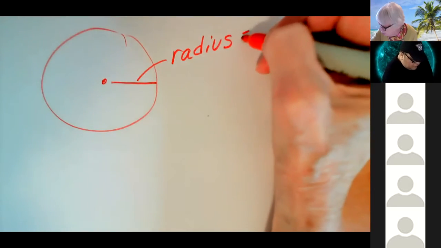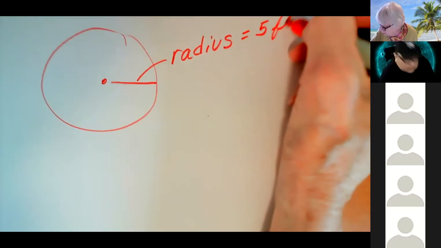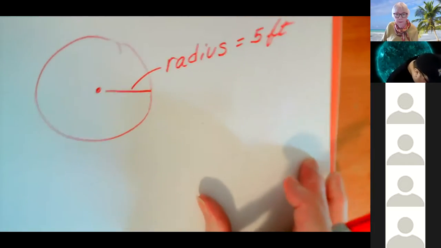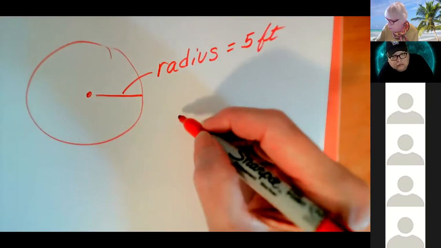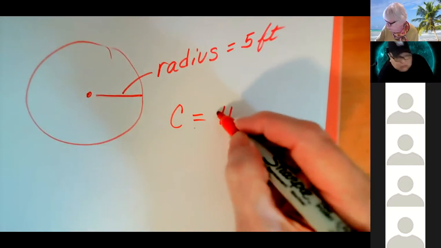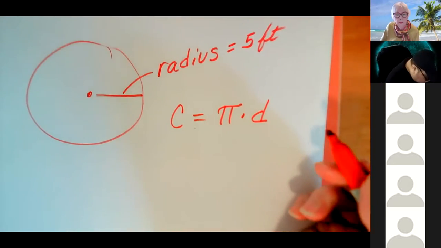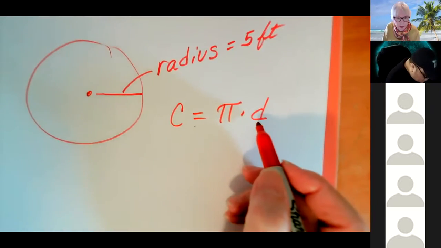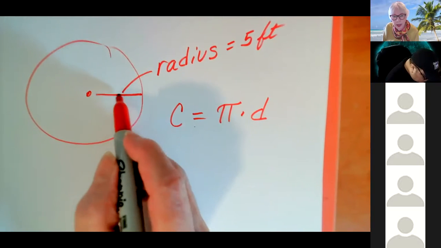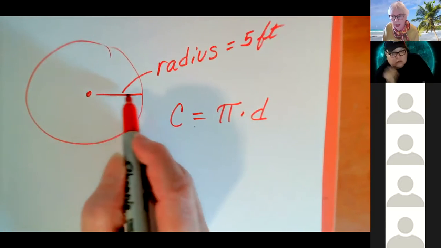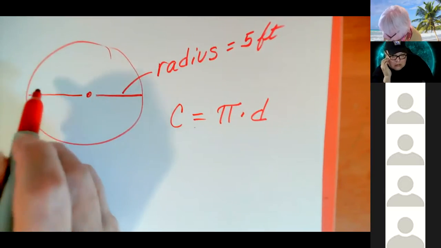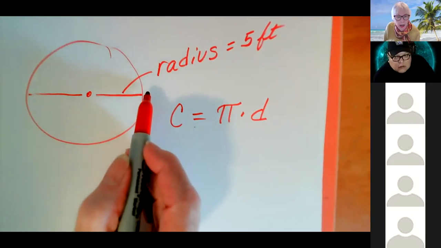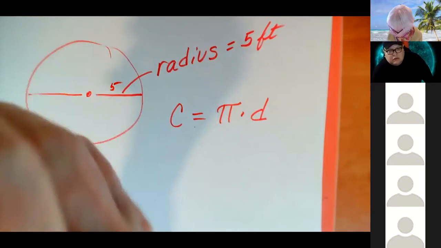So let's say the radius is 5 feet. If you use the formula, you don't put 5 in here, right? Because you only have half of the diameter. But here's the other part. If this is 5, this is 5.